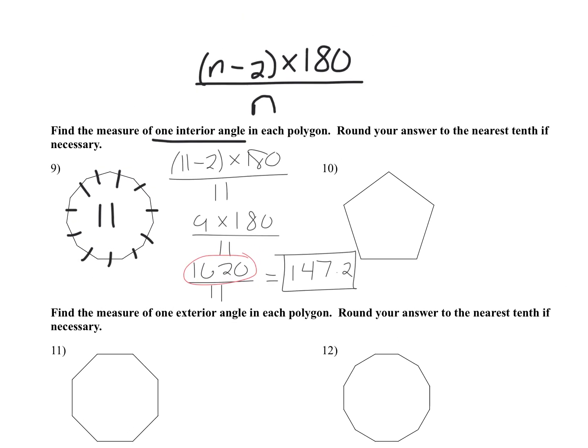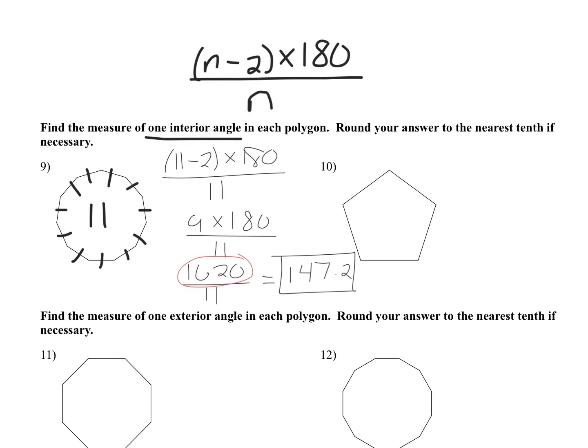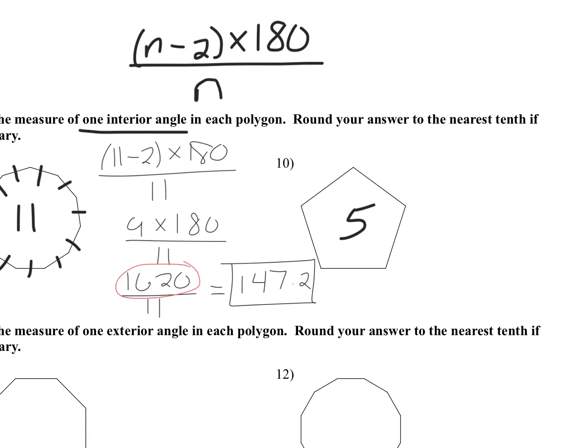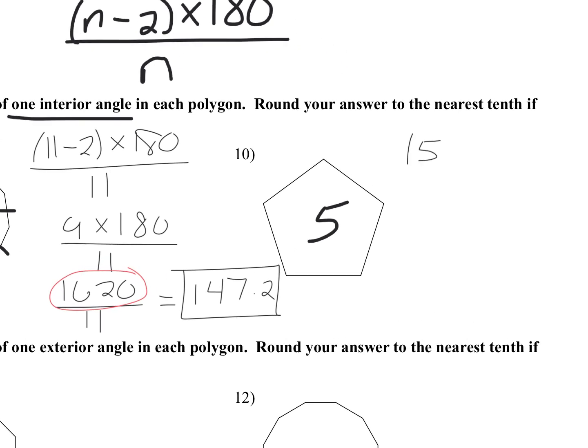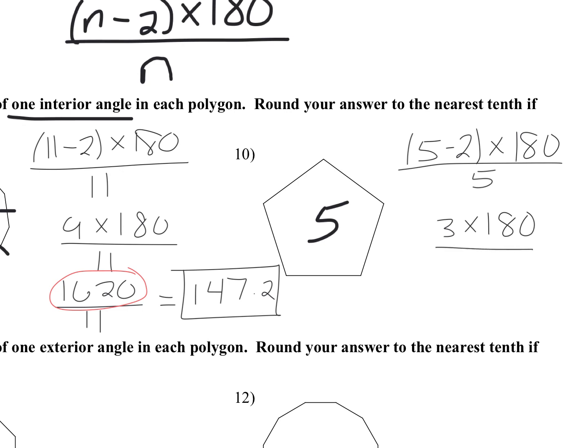Okay? Number 10, how many sides do we have? 5. Plug it in. 5 minus 2 times 180 divided by 5. So we get 3 times 180 divided by 5. Did anyone get a final answer yet? 108. Good.